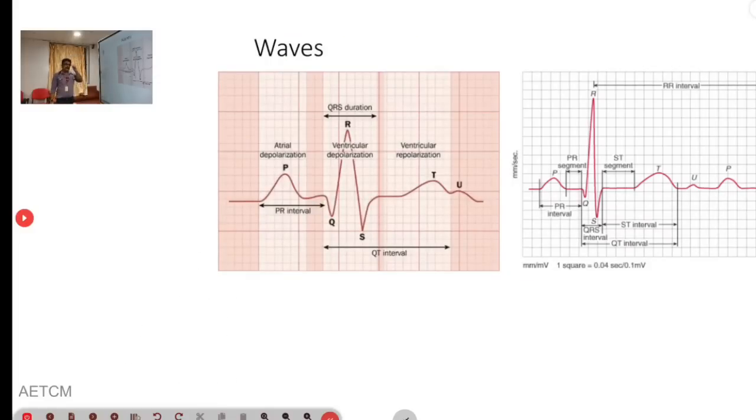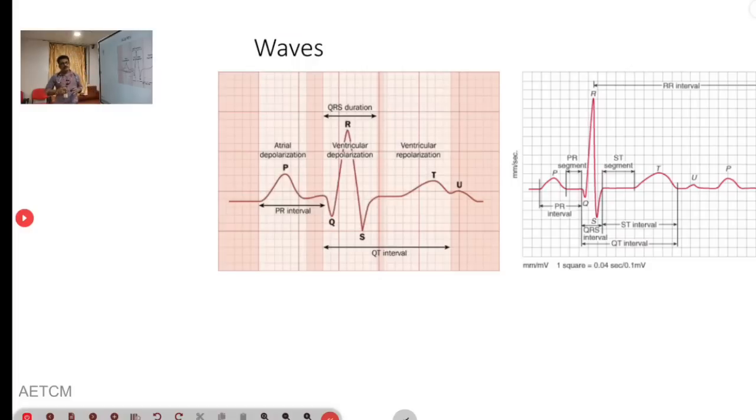Now there are 3 main waves in ECG. One is the P wave, that is atrial depolarization. One is the QRS complex, in which Q is there, R is there, S is there. That is ventricular depolarization. Then the T wave and ST segment are ventricular repolarization. That means during atrial depolarization, or activation of atrial current, the P wave is produced.